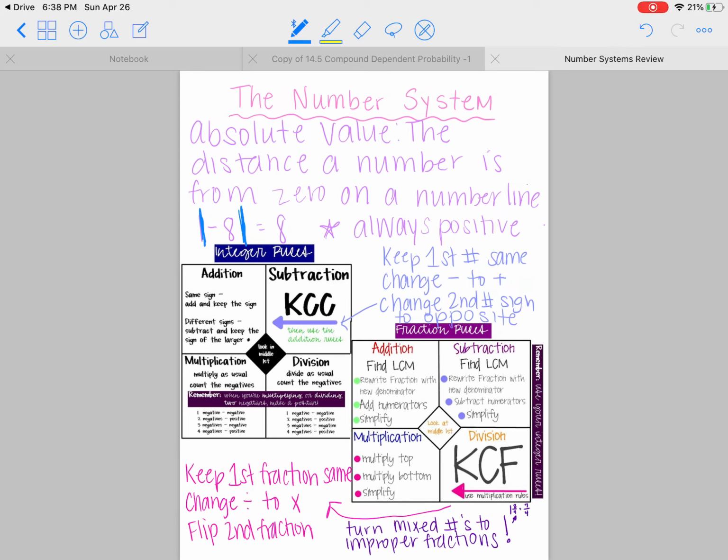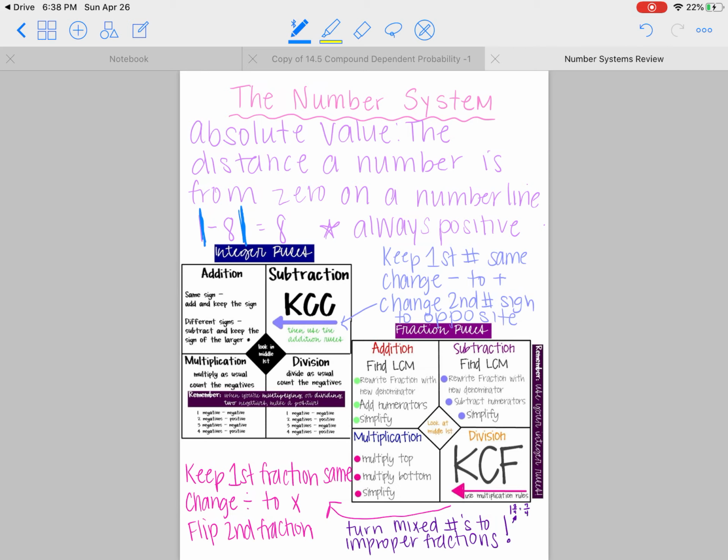When we're dividing, you're going to divide as usual and the same rules apply. A positive times a positive is a positive. A negative times a negative is a positive as well. If the signs are the same, it's a positive number. If the signs are different, it's going to be a negative number. Positive times a negative will be negative.